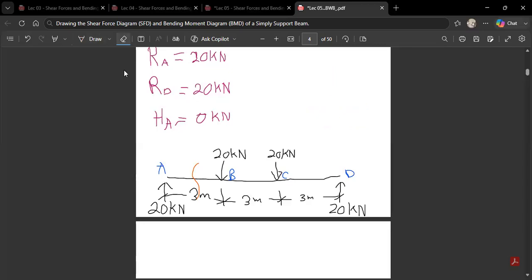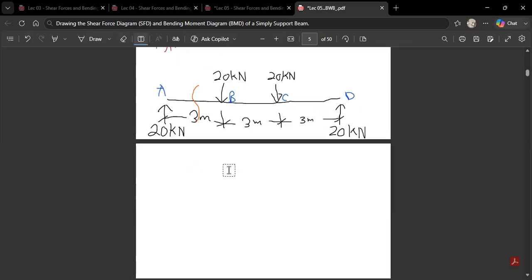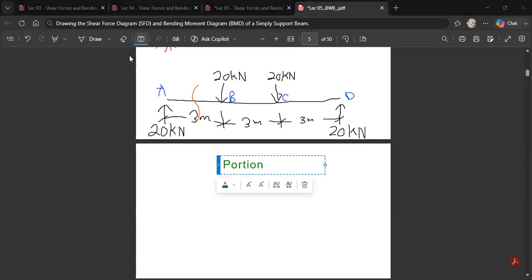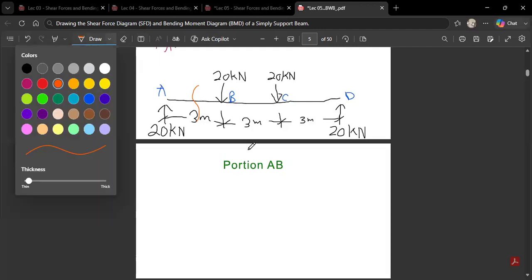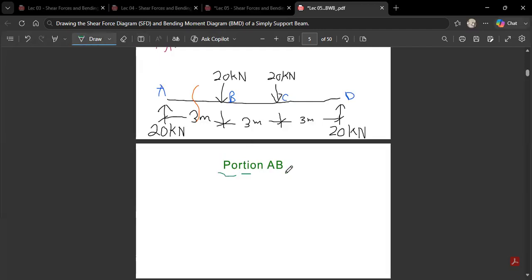So we say we want to consider portion AB. I'm going to write portion AB down, and then we see how best we can make more sense of it. So that is portion AB. Portion AB. Very good.